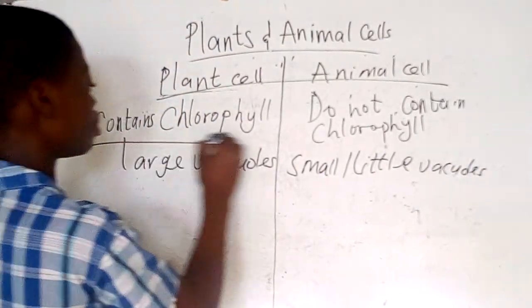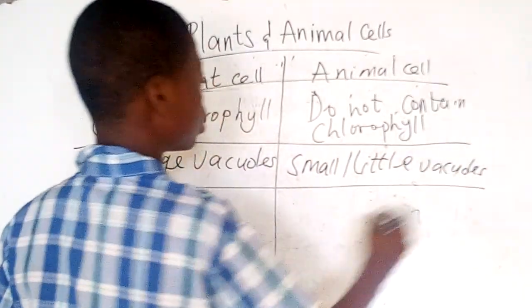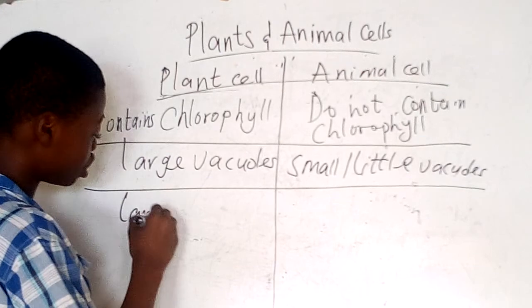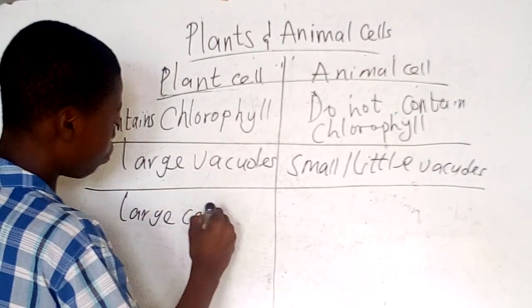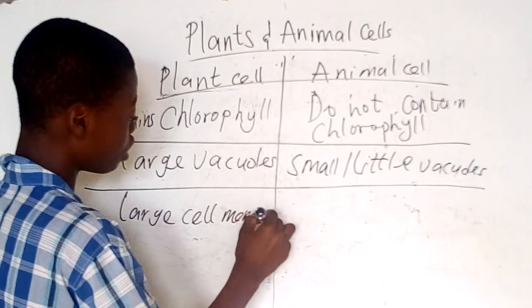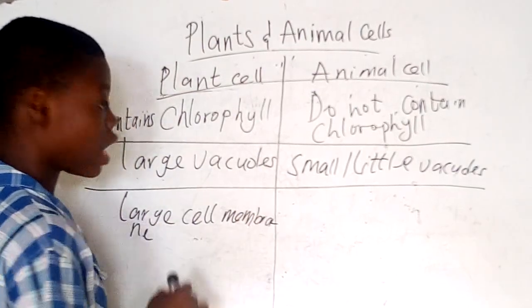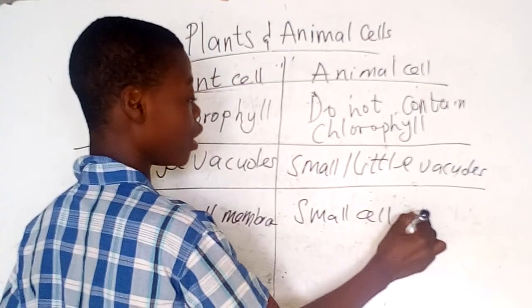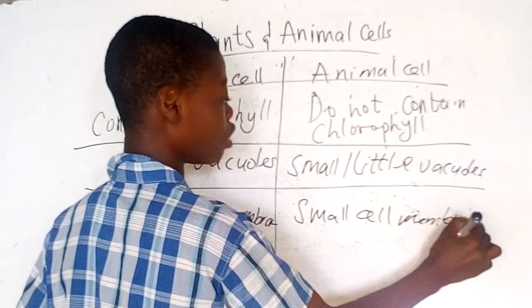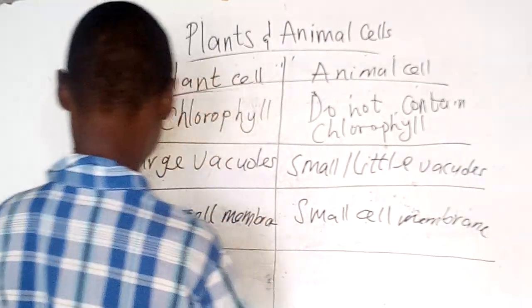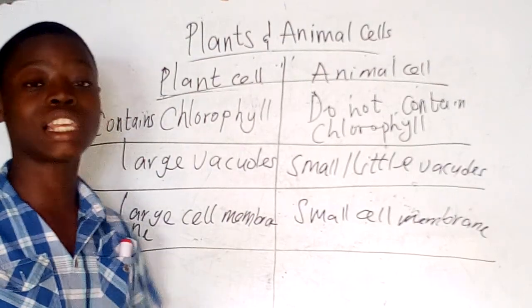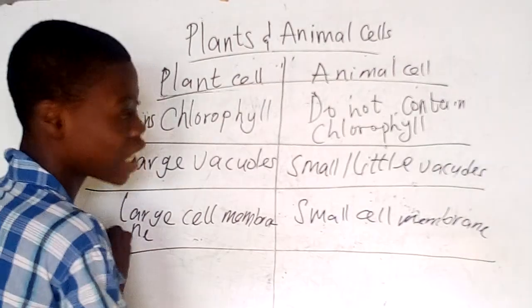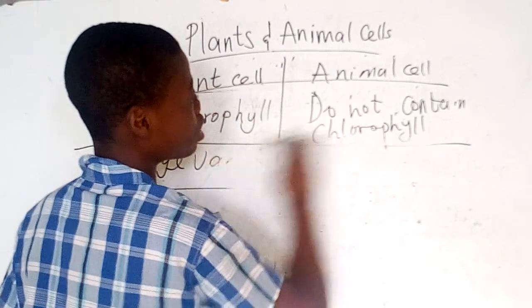Okay, also our plant cell has large cell membrane, and our animal cell contains small cell membrane. Okay, so these are basically the differences between plant cell and animal cell. Okay, now let's move to their similarities.